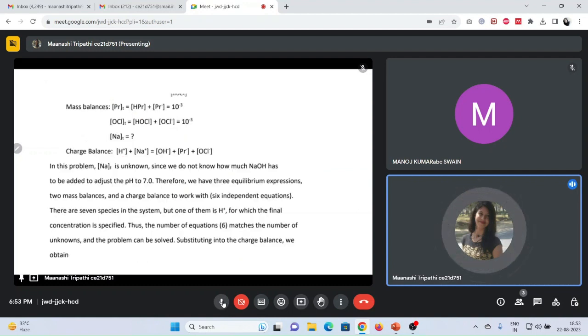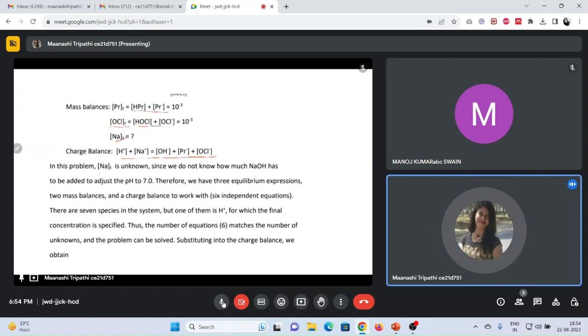Okay, moving forward, this is the mass balance equation. How much propionate do we have? We have HPr plus Pr negative. How much OCl do we have? HOCl plus OCl negative. So we need to calculate the amount of sodium. Okay, now we have this charge balance equation.